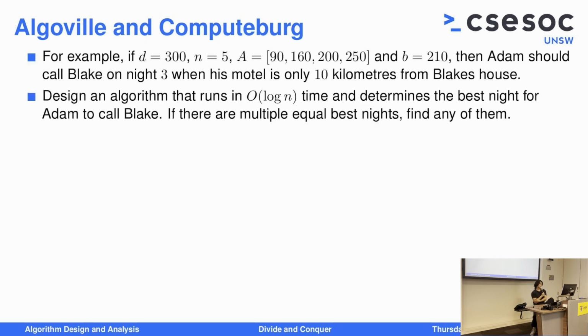And what we're tasked with is to design an algorithm that runs in O(log n) time and determines the best night for Adam to call Blake. If there are multiple equal best nights, we can find any of them. So does anyone have any ideas on how we might do this? Anyone at all? Just any idea?